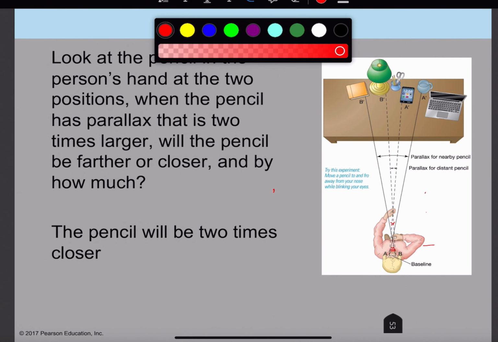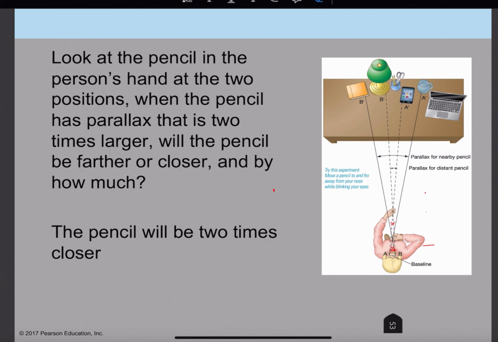So looking at this picture, I'll just redraw it here. So these are your 2 eyes, and you're looking at the pencil. Let's say that this is when it's far. And now if you bring the pencil closer, this is the new angle. So notice that when it's far, it has a small angle, but when it's close, it has a large angle. So that means that when the parallax is larger, that means the pencil will be closer. And if the parallax angle is twice as large, then that means that the pencil is going to be 2 times closer.